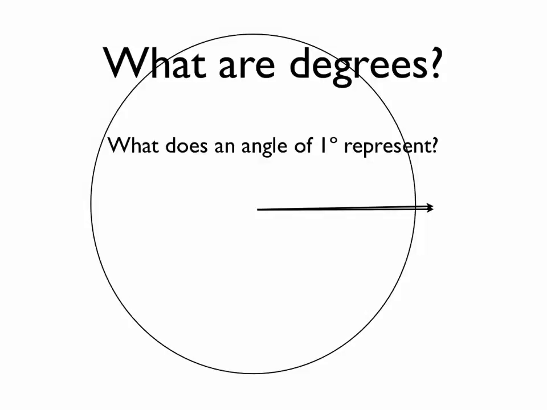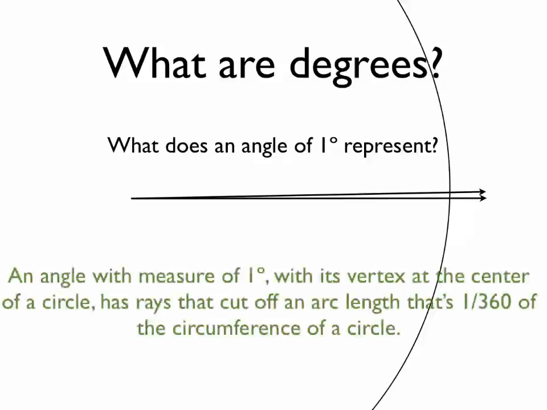1%? Someone said 1/360th, right? So it's going to be an angle with its vertex at the center of a circle that has rays that cut off an arc that's 1/360th of the circumference. That's what we're going to mean by 1 degree. It really comes from the idea of 1/360th of a circle.